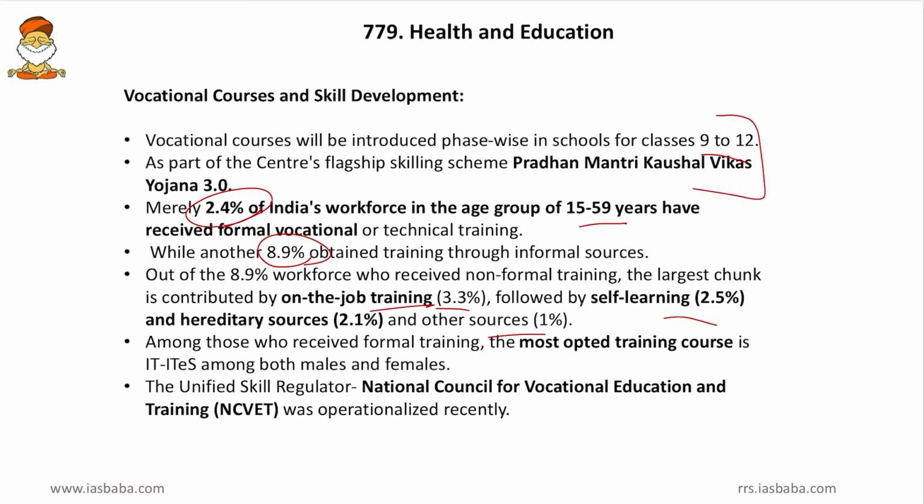Then among those who received formal training, the most opted training course is in the IT and ITES sectors. So friends, IT and IT-enabled sectors are the hot schemes under which skill development is being taken up by both males and females. Then the Unified Skill Regulator, that is the National Council for Vocational Education and Training, was operationalized recently. So friends, this NCVET is worth remembering, and the legal backup of this is also worth revision. So this is all about vocational training.